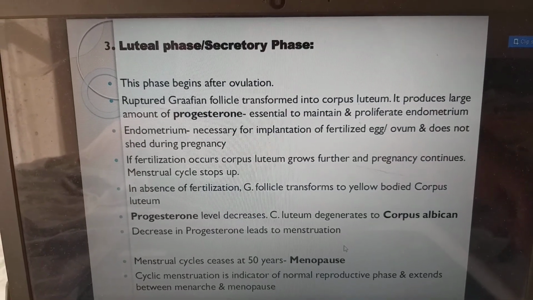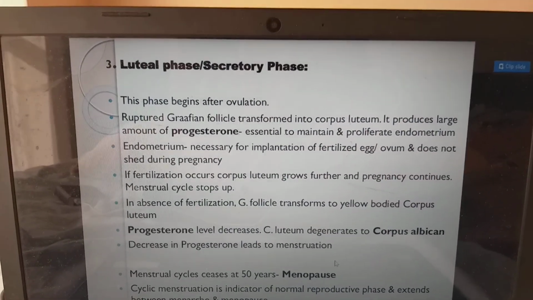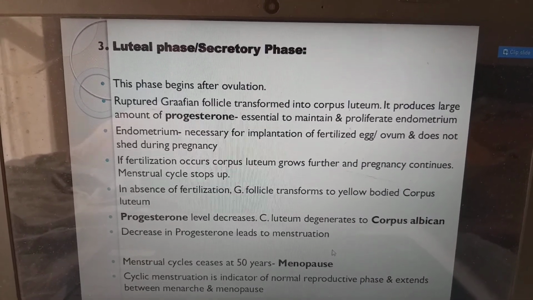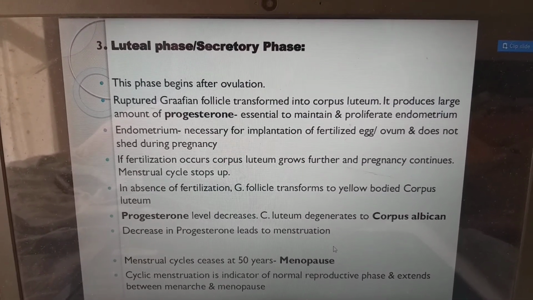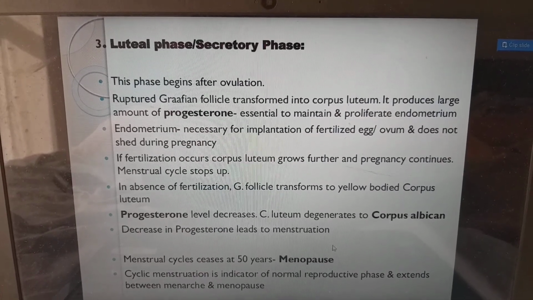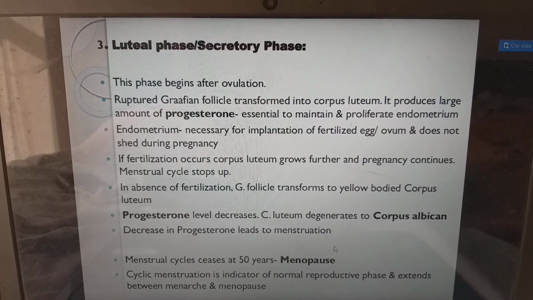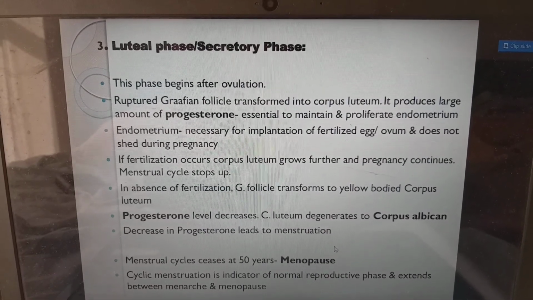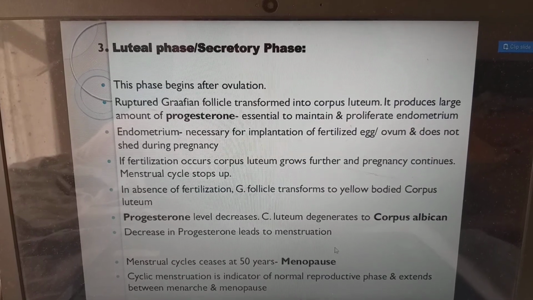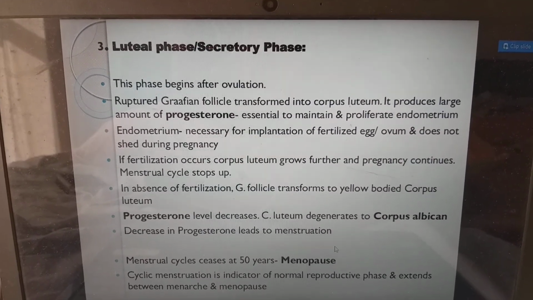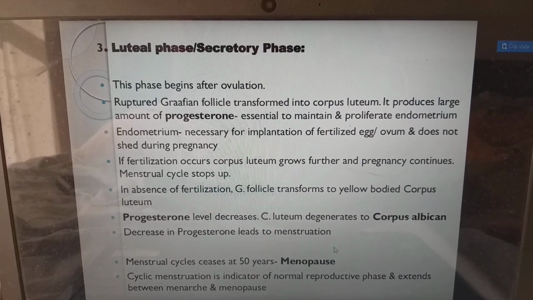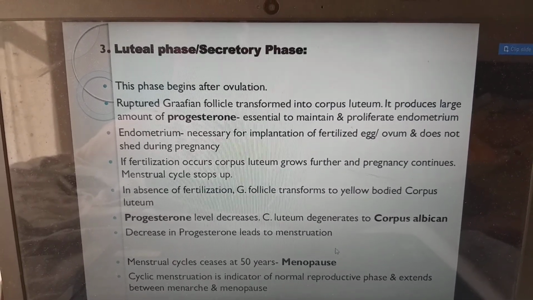Next, the luteal phase, or the secretory phase. This phase begins after ovulation. The ruptured Graafian follicle transforms into the corpus luteum. It produces a large amount of progesterone, essential to maintain and proliferate the endometrium. The endometrium is necessary for implantation of the fertilized egg, and it does not shed during pregnancy. If fertilization occurs, the corpus luteum grows further, pregnancy continues, and the menstrual cycle stops.